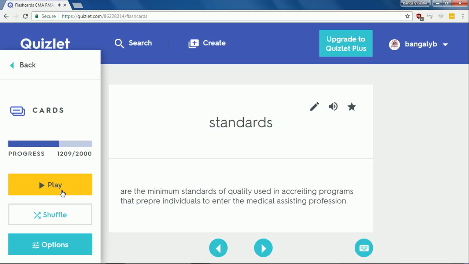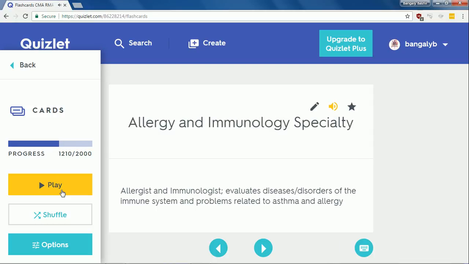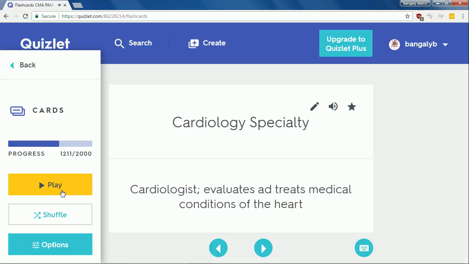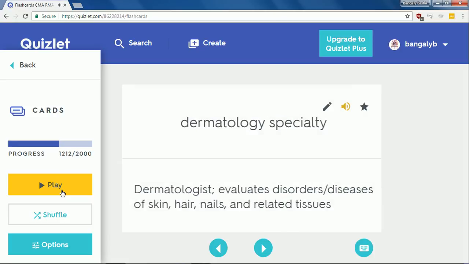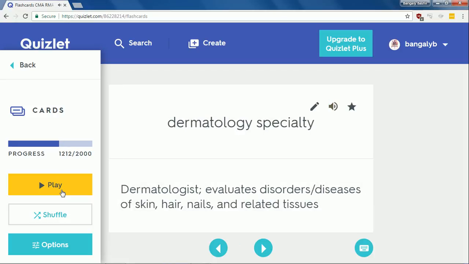Allergy and immunology specialty: the allergist and immunologist evaluates diseases and disorders of the immune system, and problems related to asthma and allergy. Cardiology specialty: the cardiologist evaluates and treats medical conditions of the heart. Dermatology specialty: the dermatologist evaluates disorders and diseases of skin, hair, nails, and related tissues.